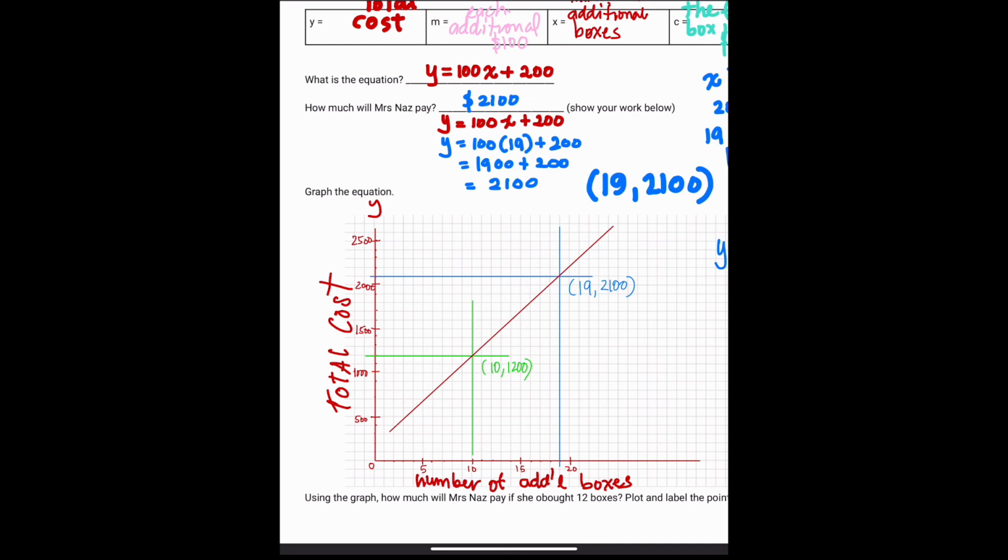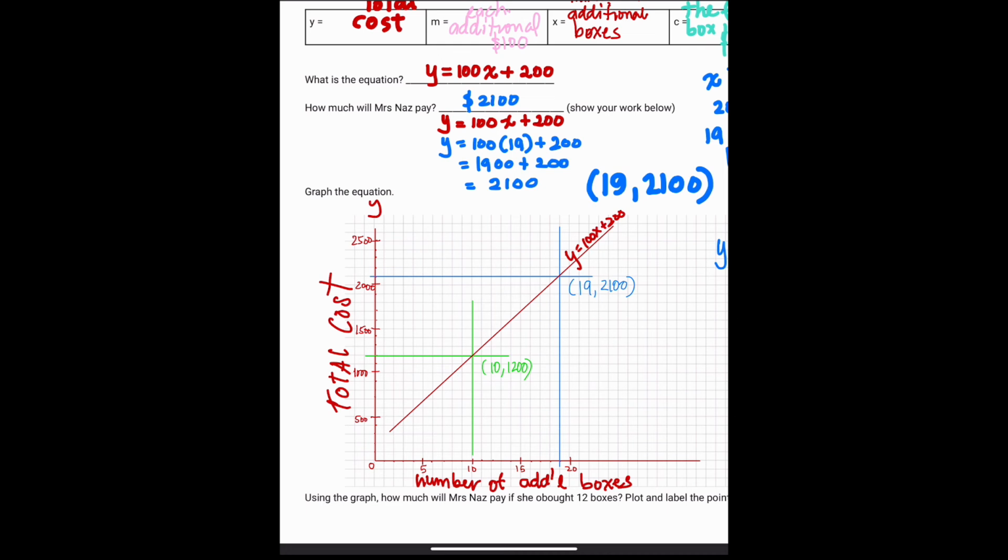Now you have the line. We need to label the line. So the name of the line is y. This is y is equal to 100x plus 200. That is what we mean by labeling the line.